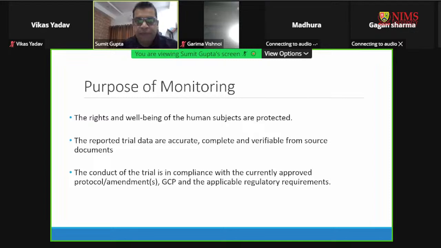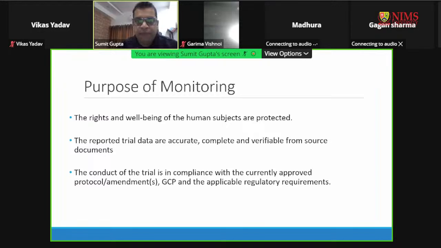So the purpose of RBM is to use limited resources where necessary, and generally we use the 6R approach for RBM, which is risk identification, risk evaluation, risk control, risk communication, risk review, and risk reporting.